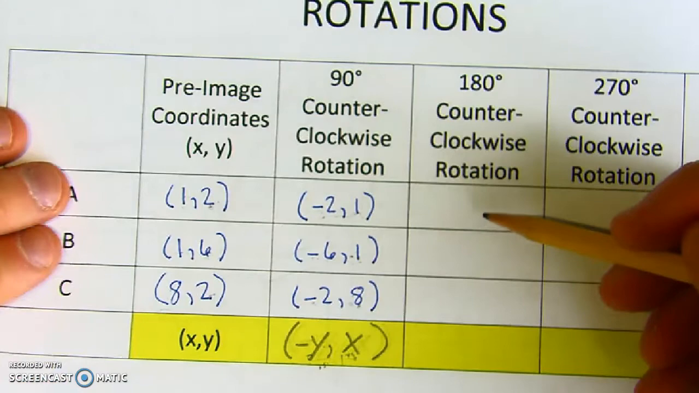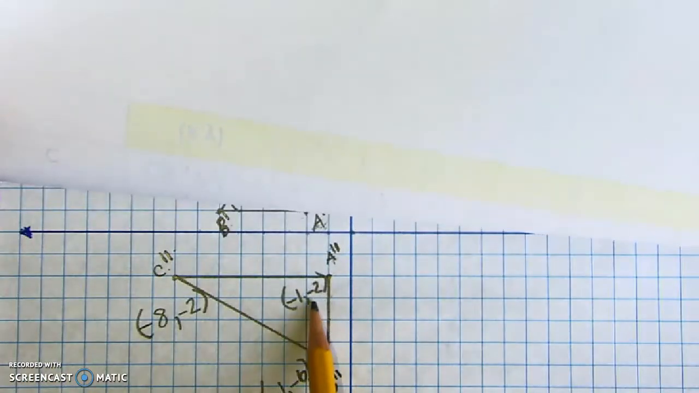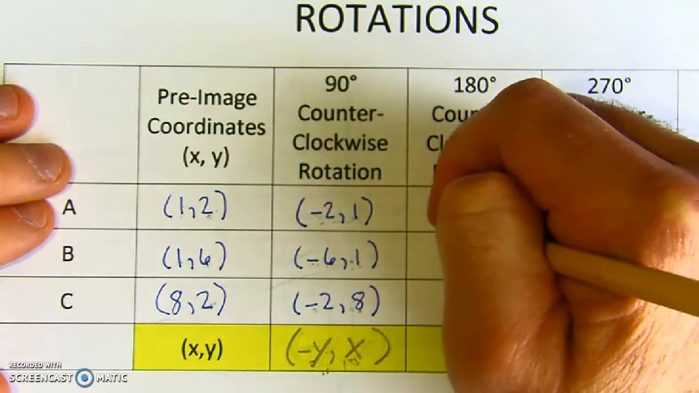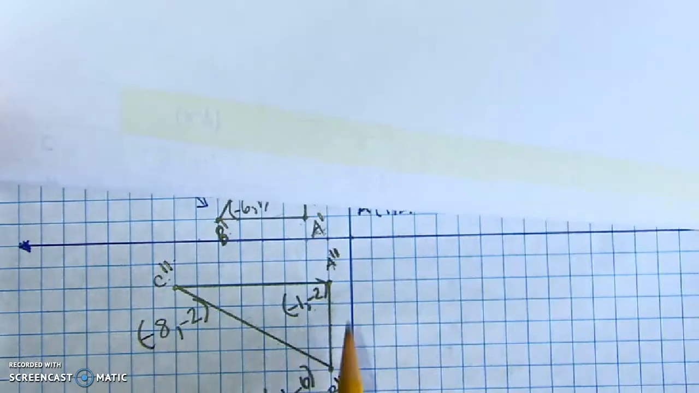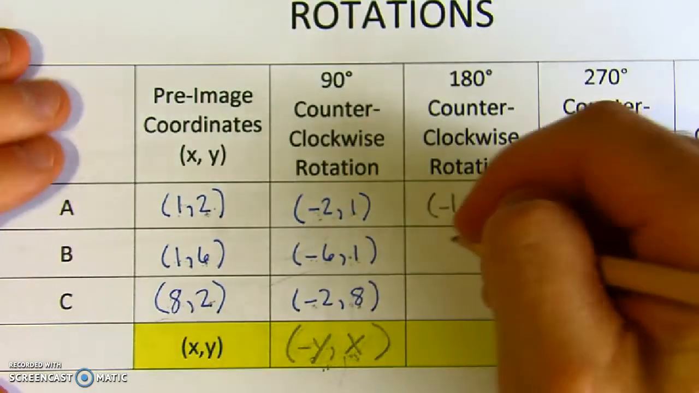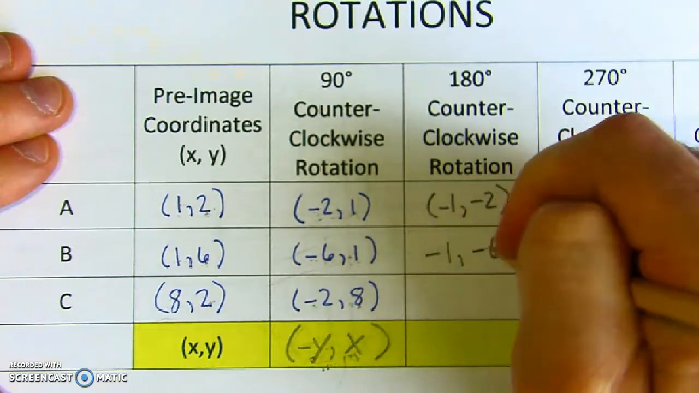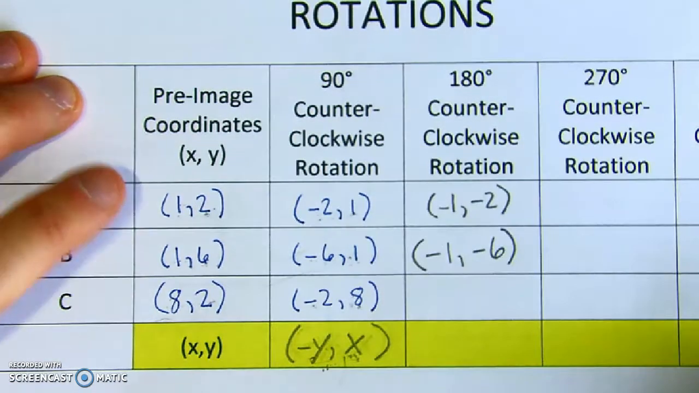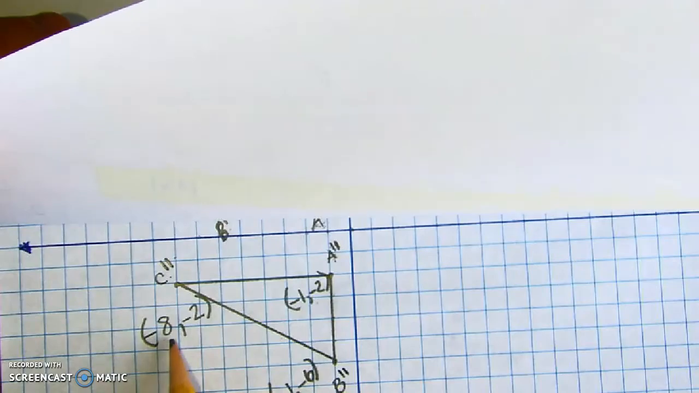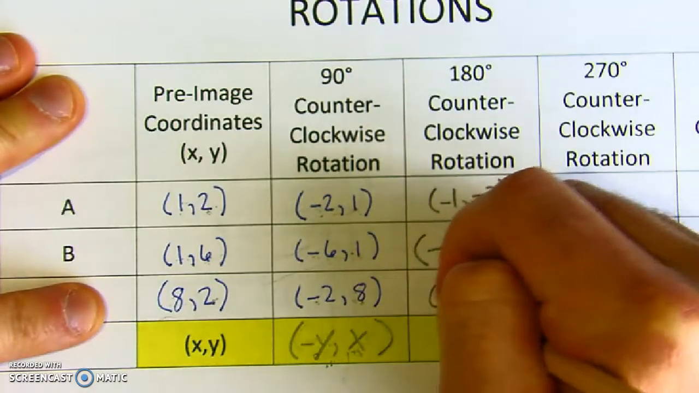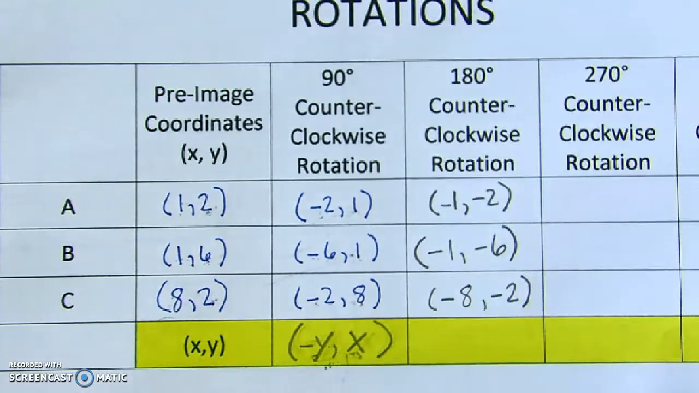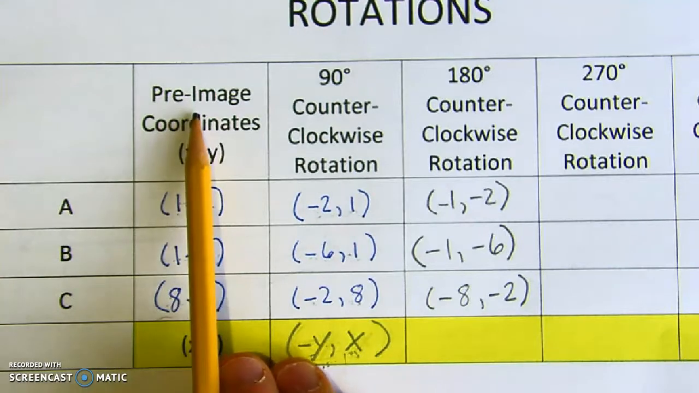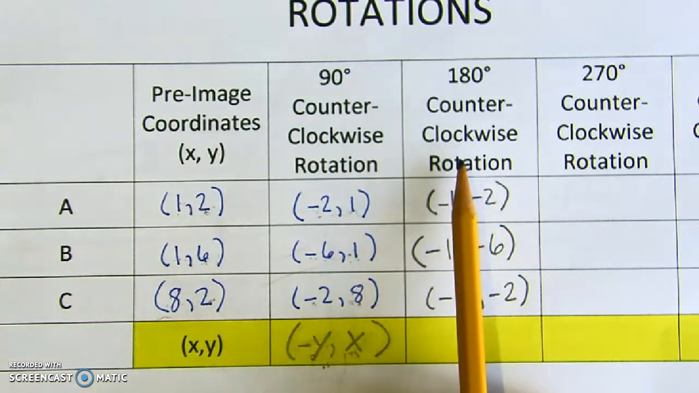Alright, so A double prime ended up being -1, -2. And B double prime ended up being -1, -6. And then C double prime ended up being -8, -2. Alright, awesome. So just like you did last time, we want to compare the pre-image coordinates to the new coordinates after we do a 180-degree counterclockwise rotation.